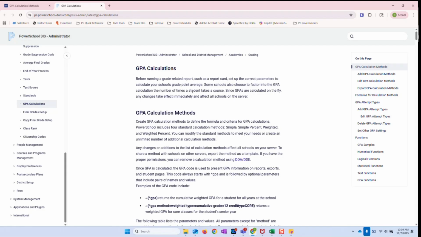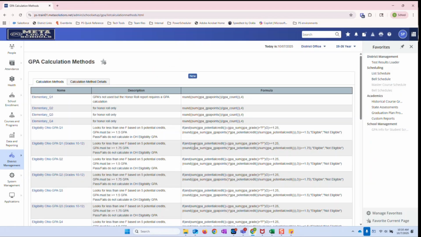If there are things you want to learn about regarding GPA, if I was on the GPA methods, I could go into PowerSchool help and it would tell me a lot about them. So I'm going to close out of there for now.